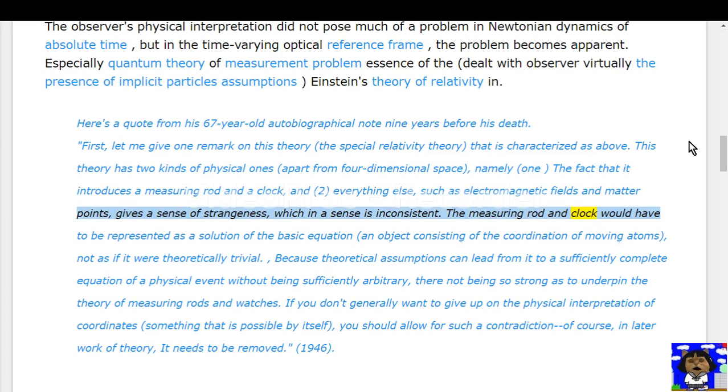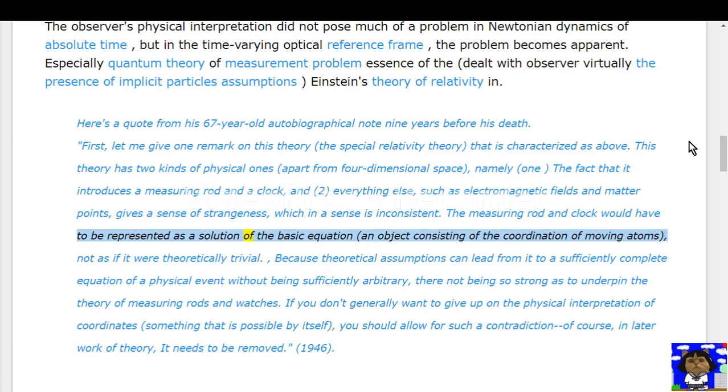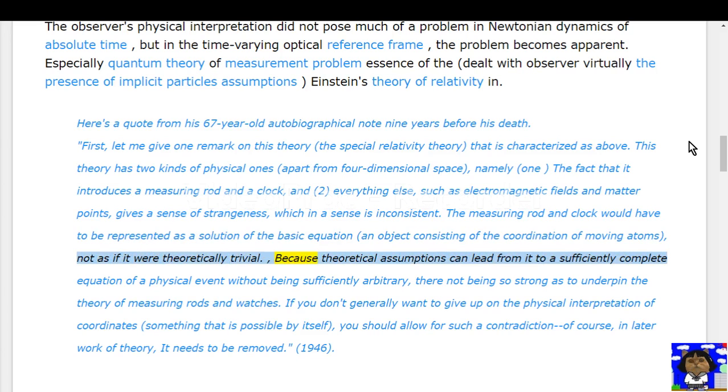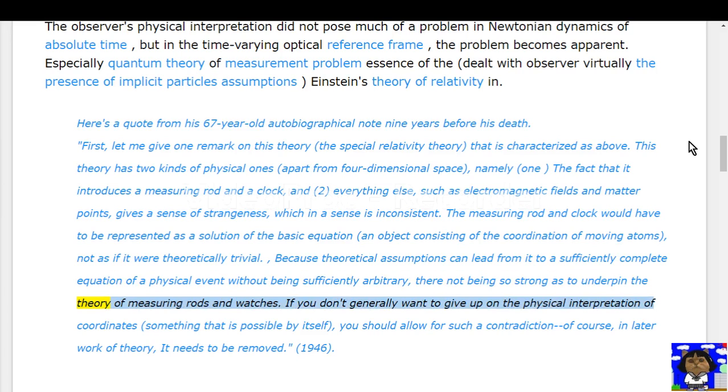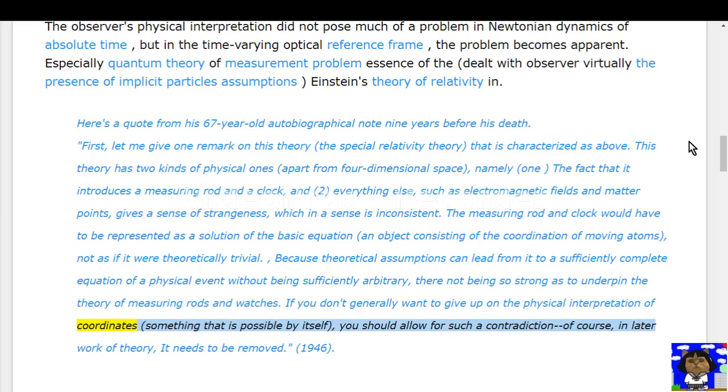The measuring rod and clock would have to be represented as a solution of the basic equation, an object consisting of the coordination of moving atoms, not as if it were theoretically trivial, because theoretical assumptions can lead from it to a sufficiently complete equation of a physical event without being sufficiently arbitrary, their not being so strong as to underpin the theory of measuring rods and watches. If you don't generally want to give up on the physical interpretation of coordinates, something that is possible by itself, you should allow for such a contradiction. Of course, in later work of theory, it needs to be removed.